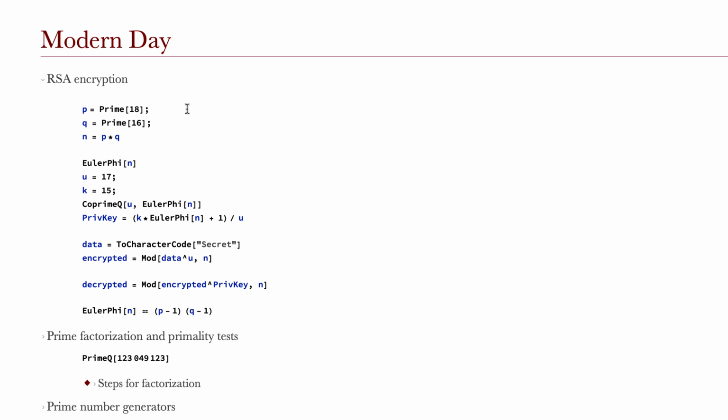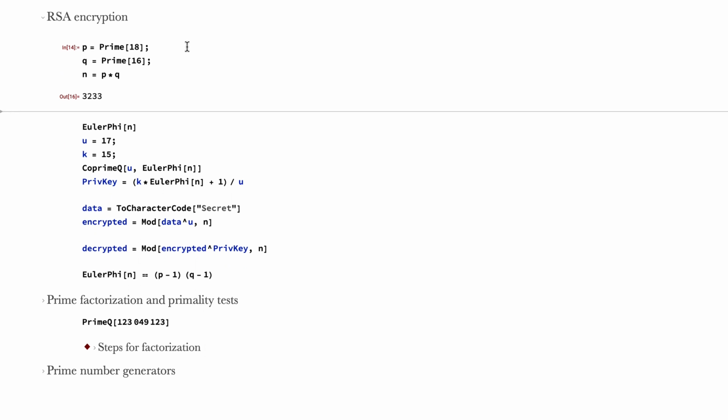To start with, we take two prime numbers, p and q, and compute their product. Taking the 18th prime number and the 16th prime number, that comes out to be 3,233. Then we take Euler phi of n and two integers u and k. u must be less than and coprime with Euler phi of n. Here we use k to create a private key that is equal to 1 mod Euler phi.